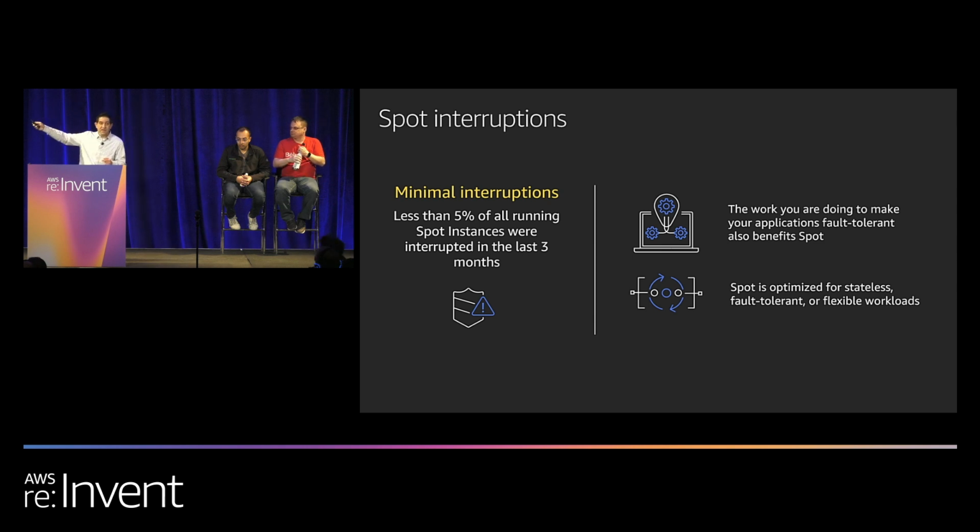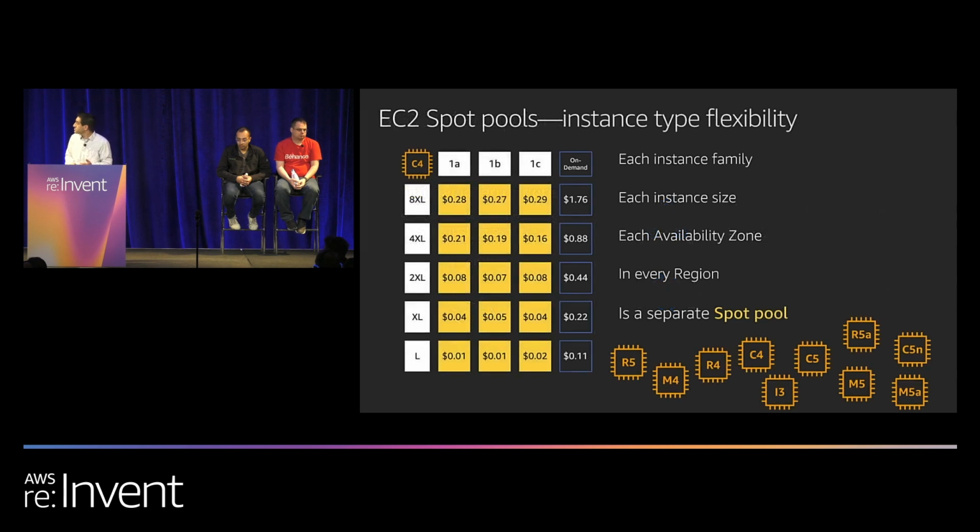Again, that 5% of interruption is across all Spot instances running across all regions. That number will fluctuate depending on the demand for a particular instance type or how much capacity depth we have or how much demand there is for that particular day. However, in general, again, interruptions tend to remain relatively low.